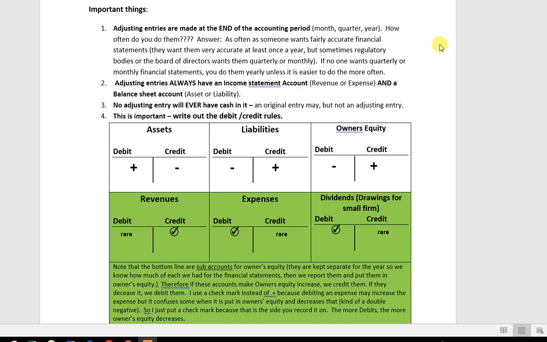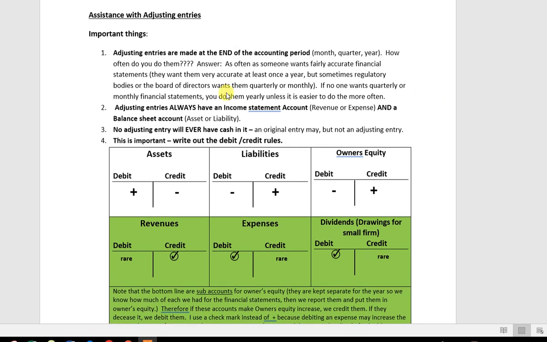I'm going to talk about adjusting entries in case you need some help with adjusting entries. I want you to print off this, kind of go through it with me, and then make yourself some notes and practice. It's really all about practice.